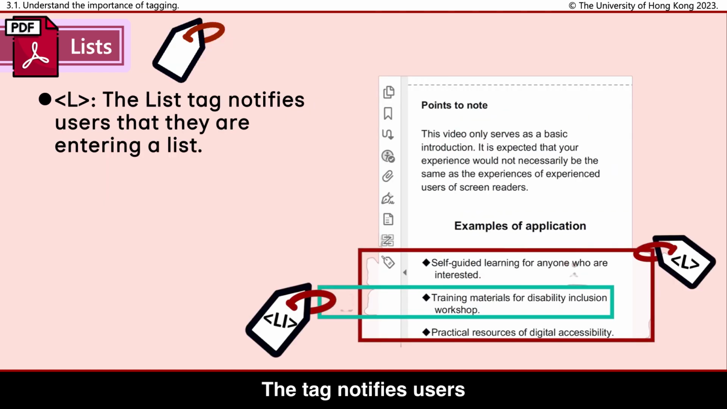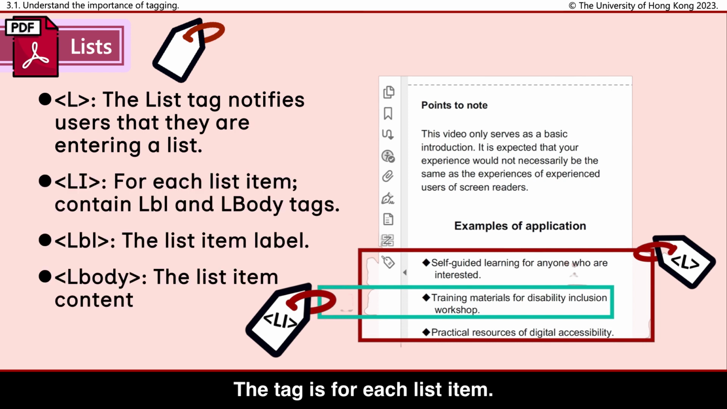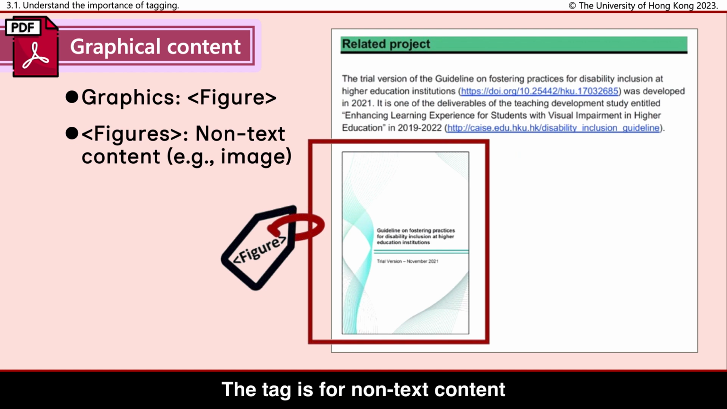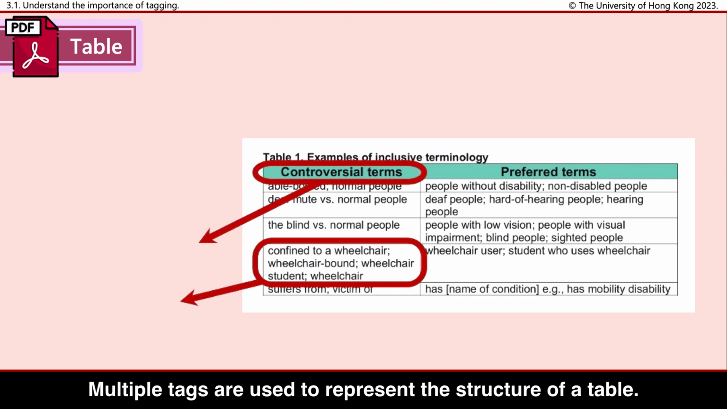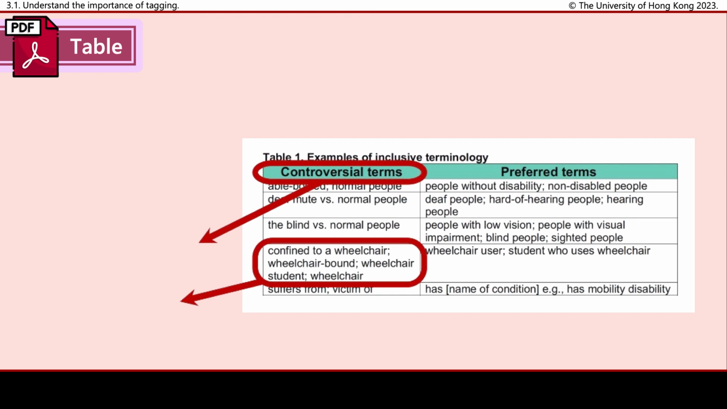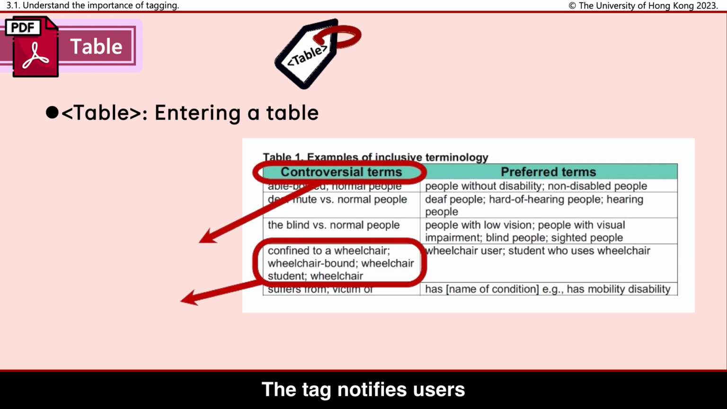The L tag notifies users that they are entering a list. The LI tag is for each list item. The figure tag is for non-text content such as images. Multiple tags are used to represent the structure of a table. The table tag notifies users that they are entering a table.